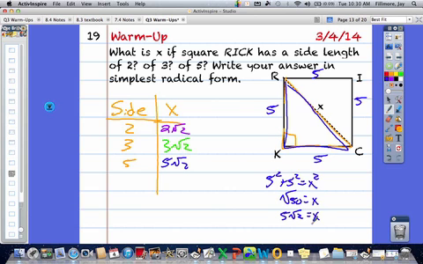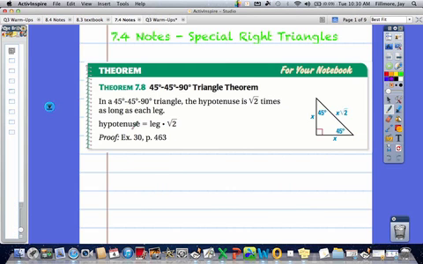This is a property of a special type of triangle called the 45-45-90 triangle. If this is a square, we know the diagonals in a square bisect each other, so these are 45s, and these are 45s. So this is a 45-45-90 triangle. In a 45-45-90 triangle, the hypotenuse always equals the leg times the square root of 2.